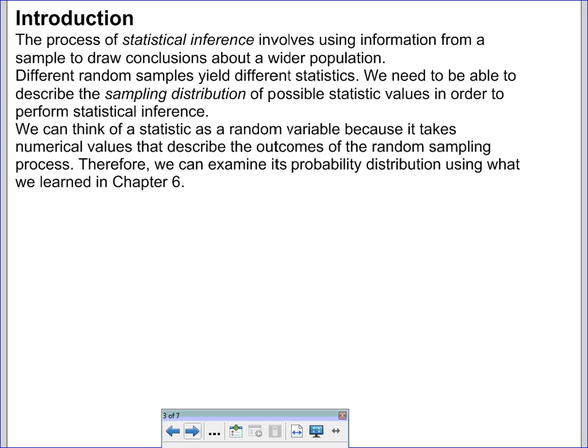So we're starting to get into the serious part of statistics. We're starting to get into statistical inference. And statistical inference is using information from a sample to draw conclusions about a wider population. Different random samples yield different statistics. And so what we need to be able to do is describe the sampling distribution of possible statistics. So we're going to start thinking of a statistic as a random variable and the distribution of that random variable. So what does that mean?